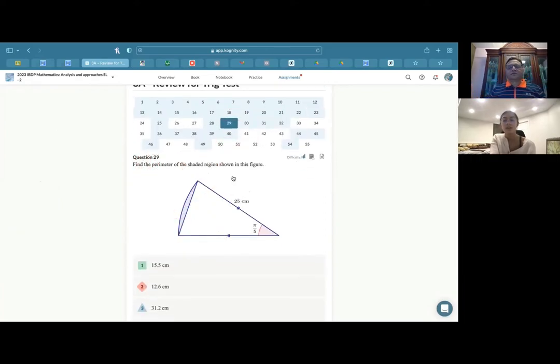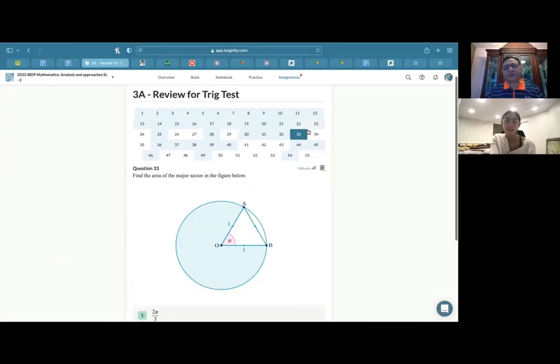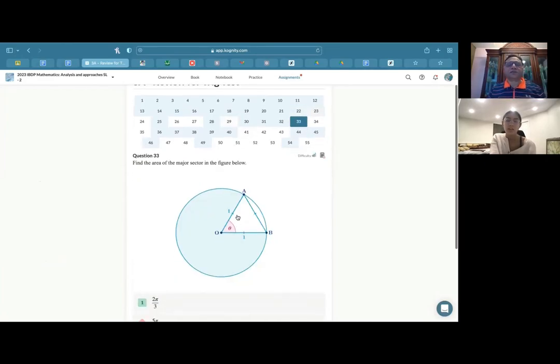Okay, now that we know how to do that, I think I can do this one. You can do this, very good. For the perimeter, you have to find your arc length, A equals r theta. Yes, I can do that.